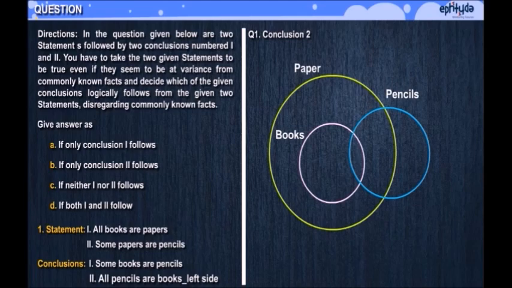Please note that we could have proved the counter using the previous diagram itself, so there was no need to draw this diagram.